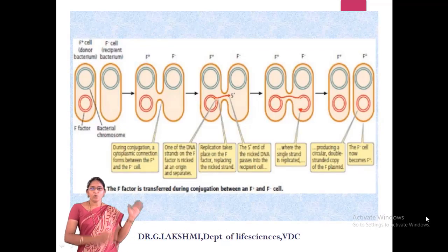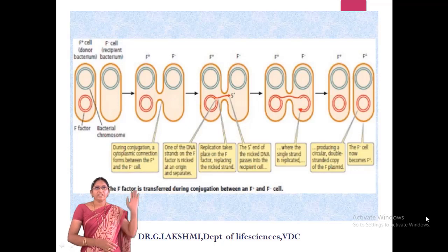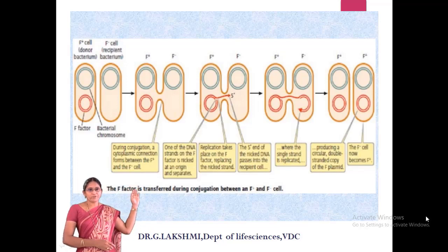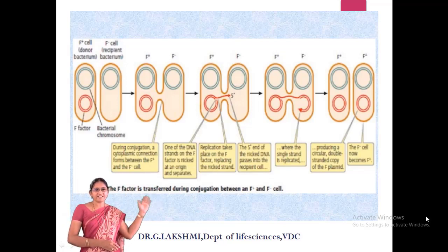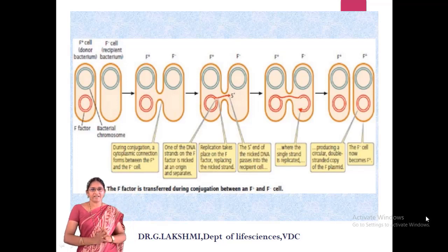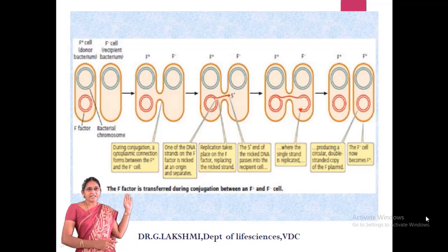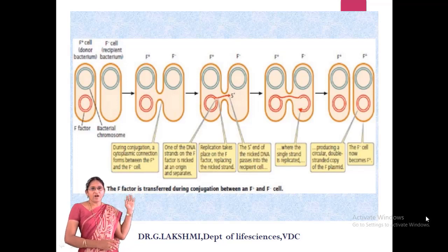We can see the rolling circle mode of replication in Escherichia coli bacterium, where of the two bacteria, one is positive for F factor, and another one is negative for F factor. The positive one is known as the donor and the negative one is known as the F minus cell. When a conjugation tube is formed during the mating of these bacteria, a nick is formed on the F factor, which allows the formation of a 3' hydroxyl group and a 5' phosphate group.